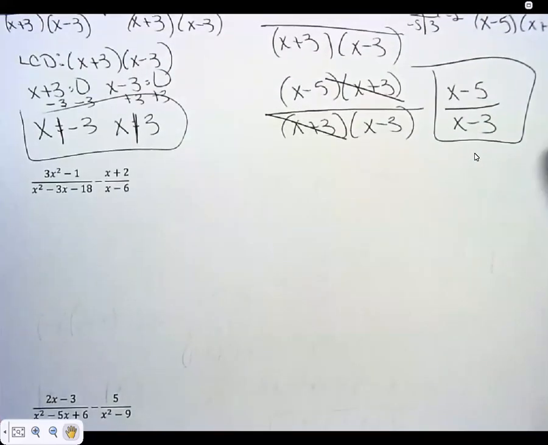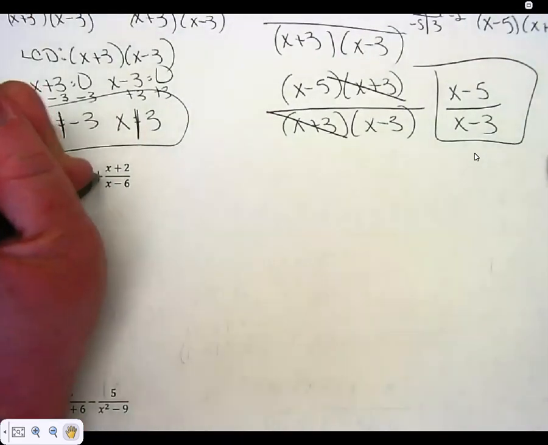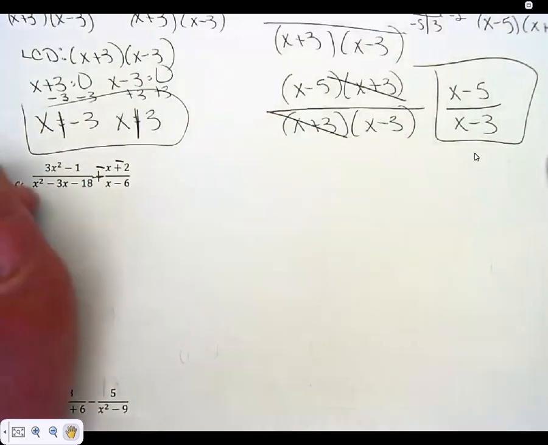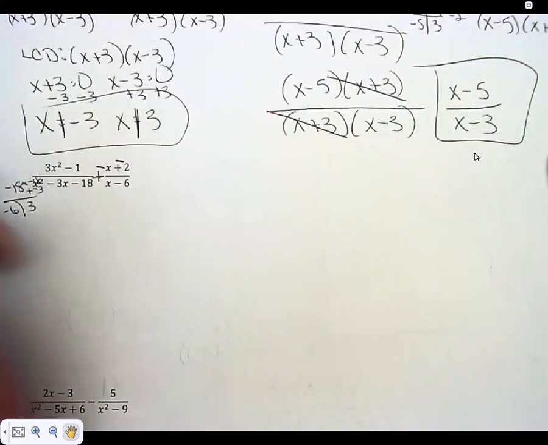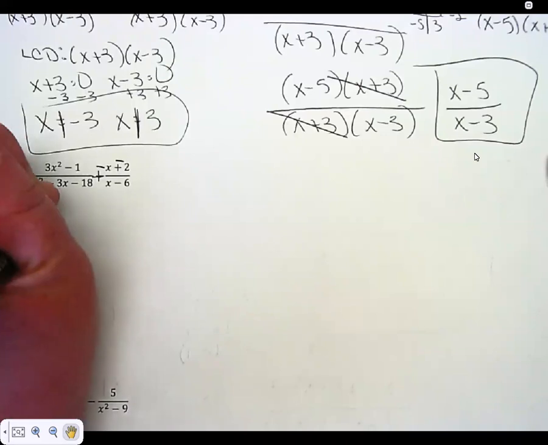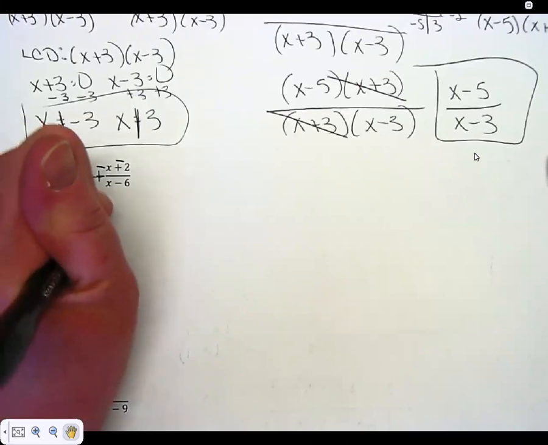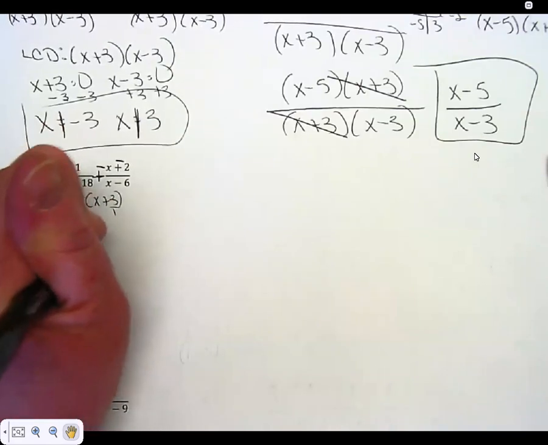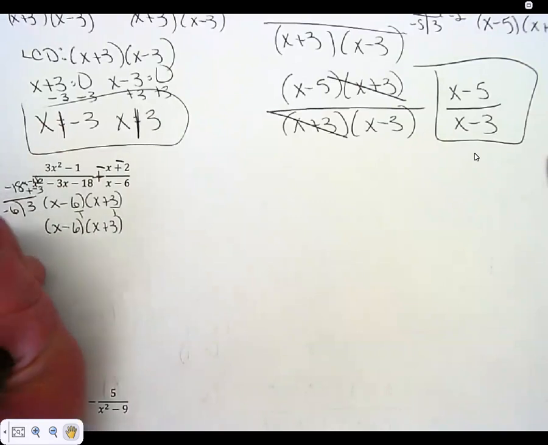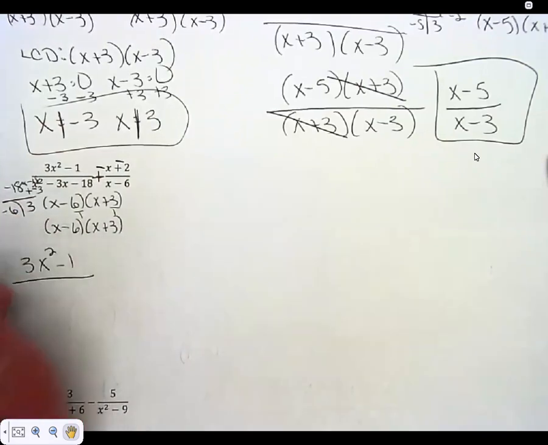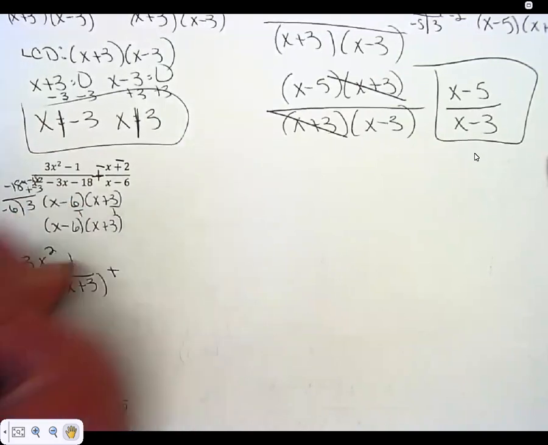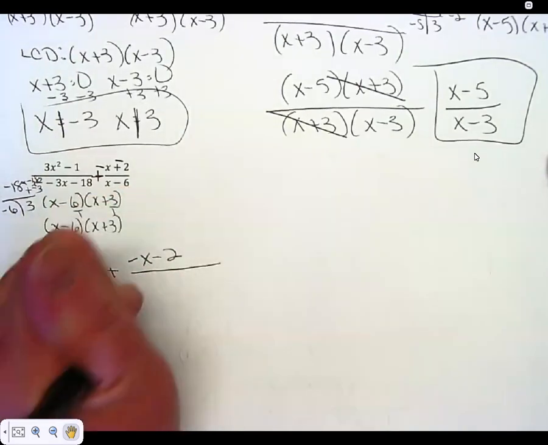So 2 more. So again, subtraction, you want to make this plus. Change both of these signs. Factor this bottom part, so you get negative 18. You need 2 numbers that multiply to be negative 18 and add up to be negative 3, which would be negative 6 and 3. So then x minus 6, x plus 3, divided by 1, which accomplishes nothing. All right, so then you're looking at 3x squared minus 1 over x minus 6, x plus 3, plus negative x minus 2 over x minus 6.